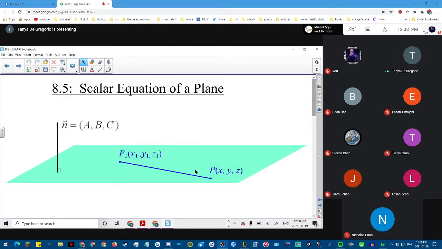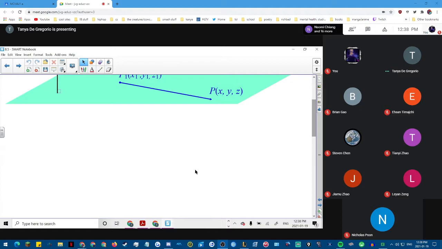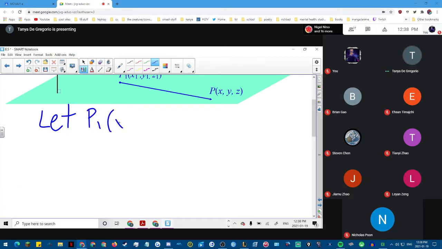Okay, good. So we have a normal there that you can see, A, B, C, normal vector. Normal vector means that it's perpendicular to the plane. Then we have P1, which lies on the plane. So we're going to say, sorry guys, let me get my pen. Okay. So let P1, X1, Y1, Z1 be a point on the plane.